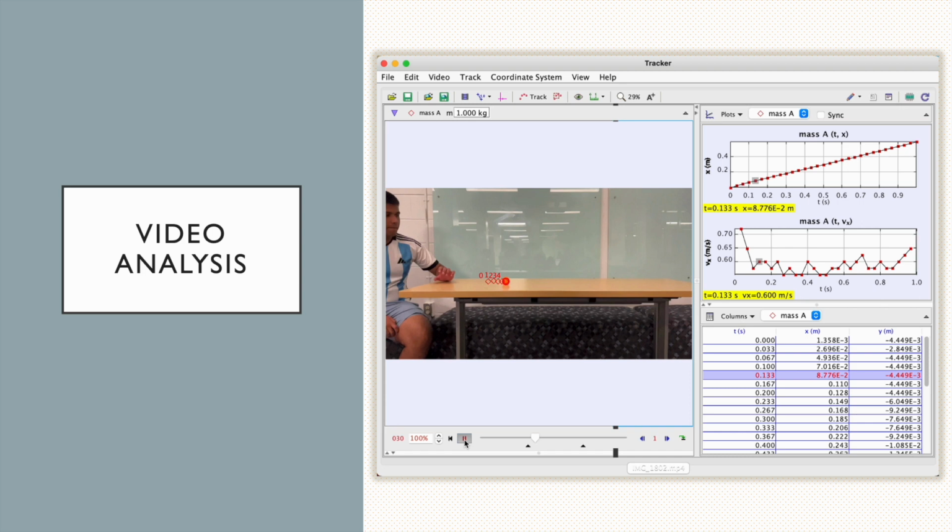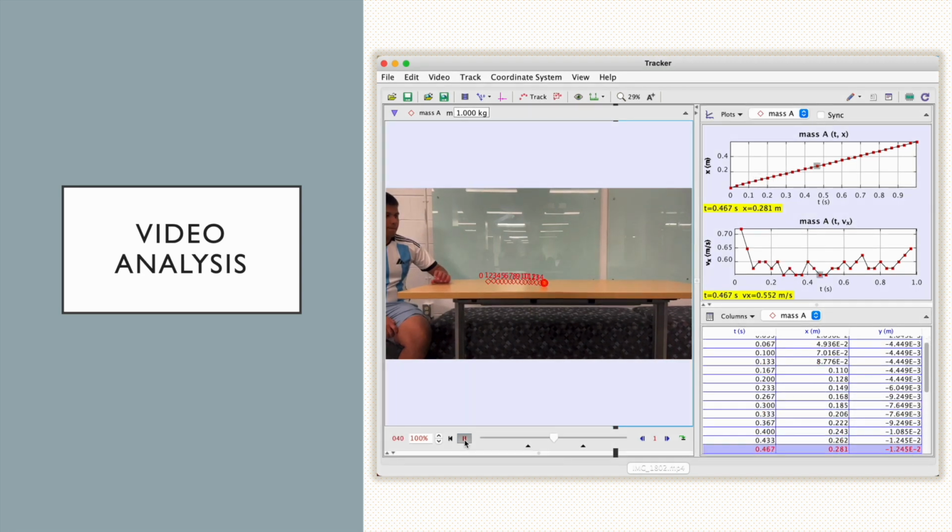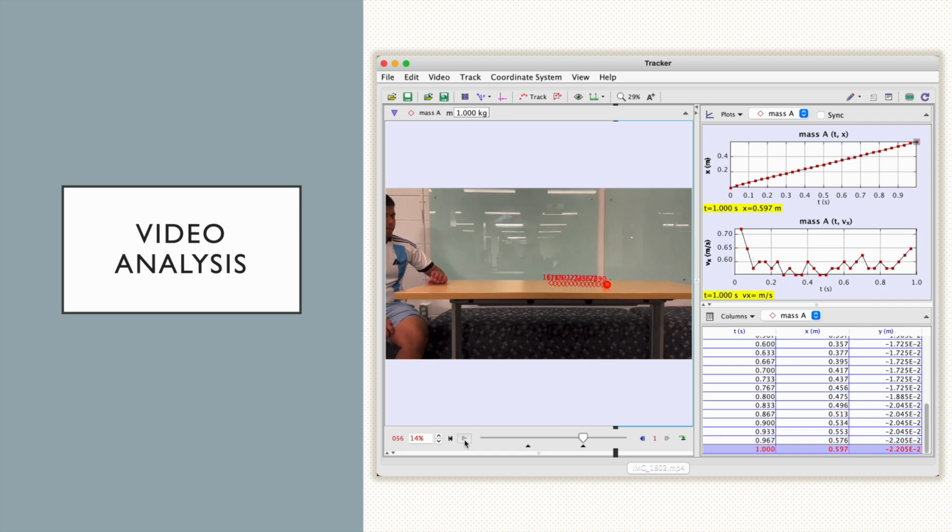So this is me tracking the video using Tracker. As you can see, I put the start frame of the tracker at the middle of the motion so that the velocity is constant, since in the beginning it's accelerating. And as you can see, I got a straight line since the velocity is more or less constant throughout.